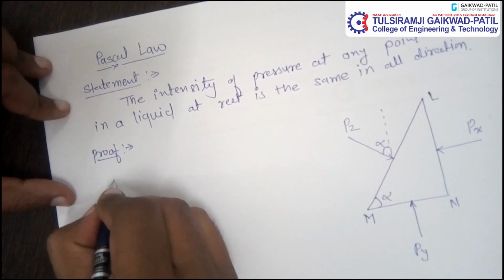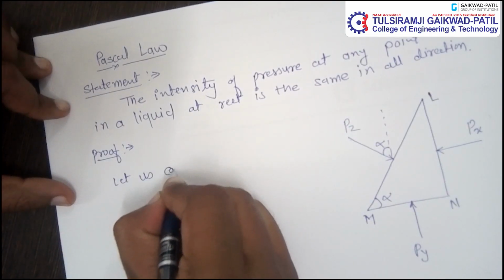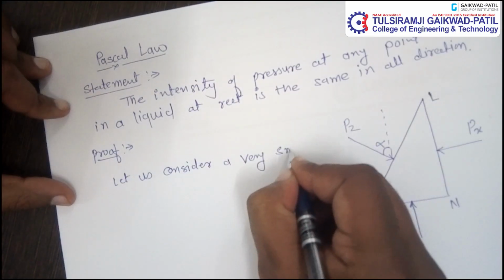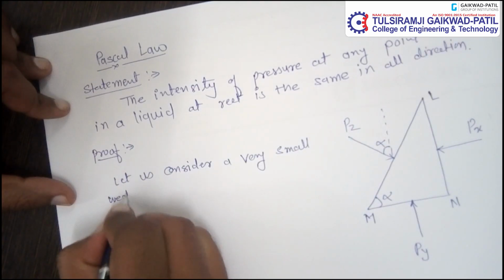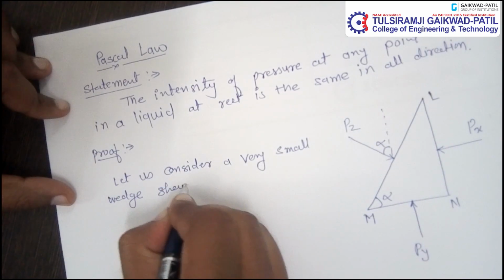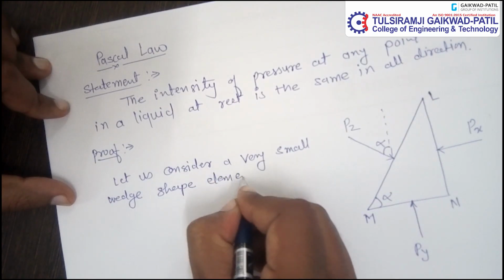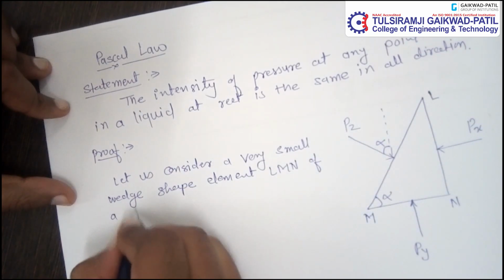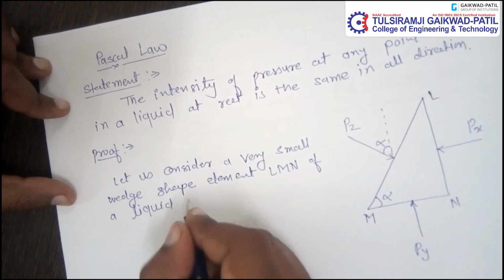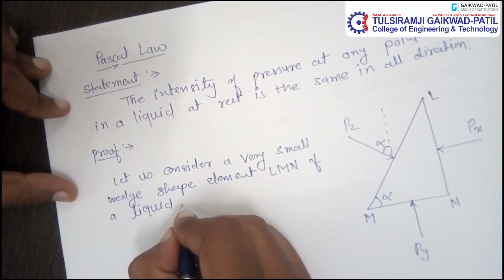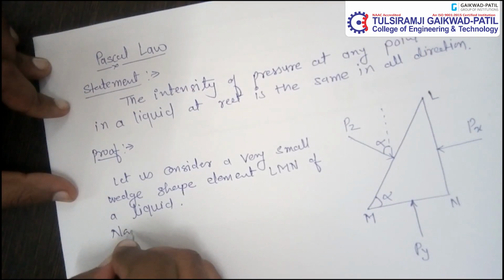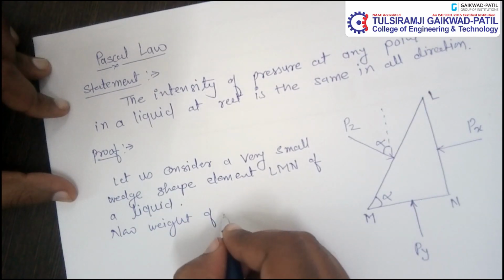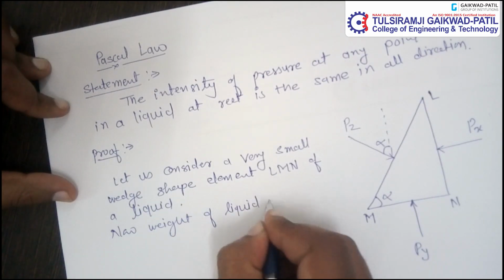So this is again the angle alpha. So let us consider a very small wedge-shaped element LMN of a liquid. Now the weight of liquid is negligible.